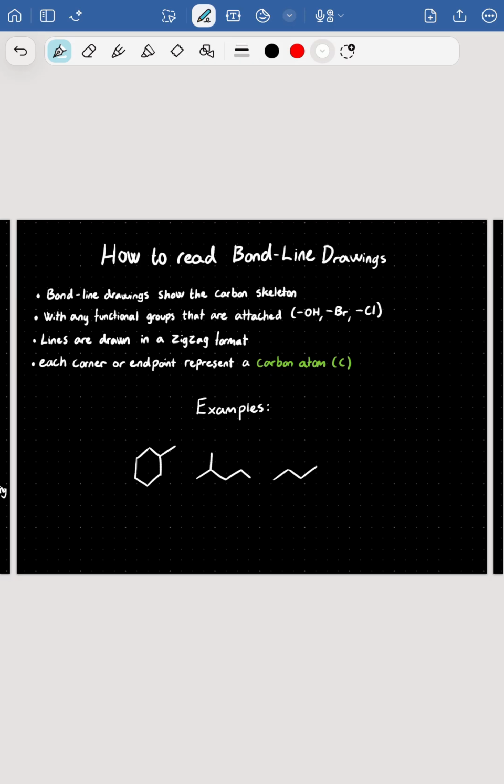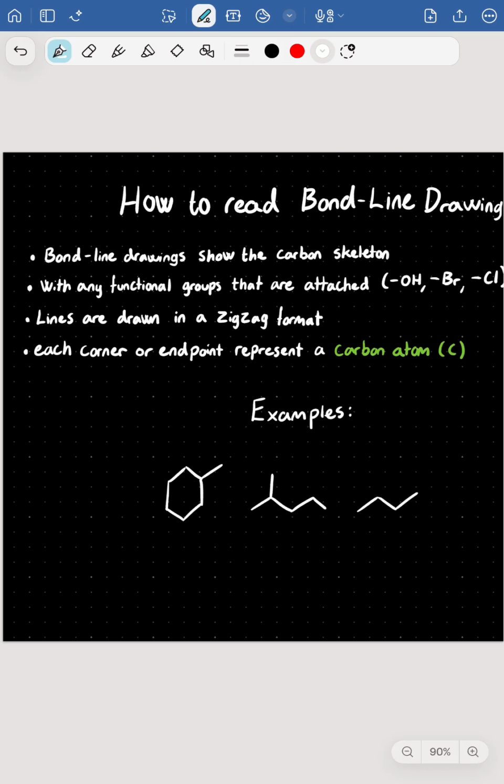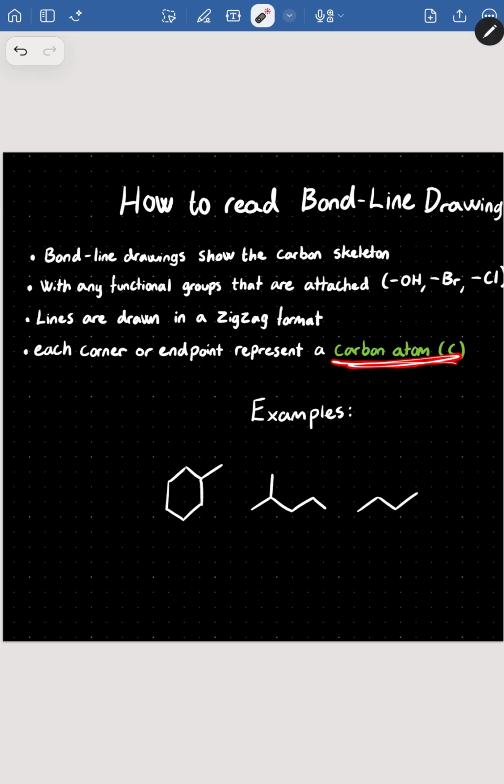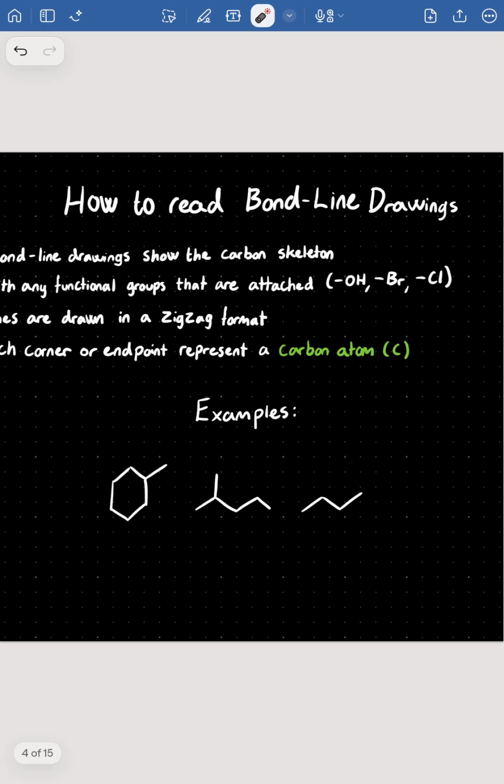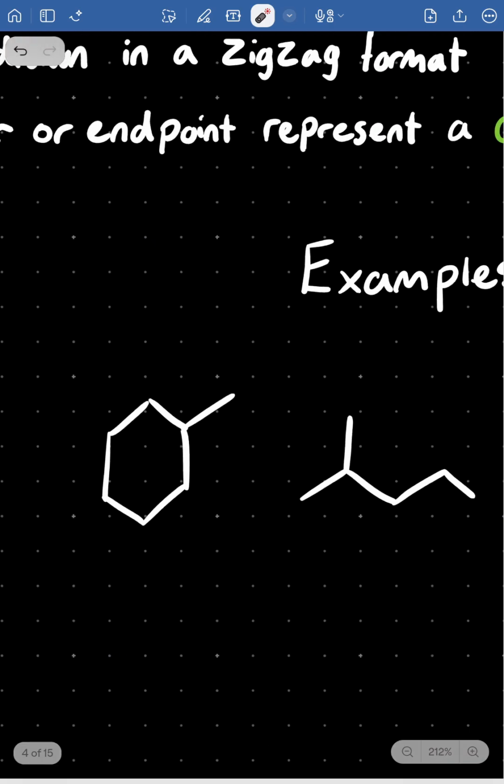Now about those lines, they are drawn in a zigzag pattern. And here's the most important rule in all of bond line drawings. Each corner or endpoint represents a carbon atom. Yes, even the ones with no label. Especially the ones with no label. So if you see a corner, boom, carbon. Line ends, carbon. So we have some examples here.